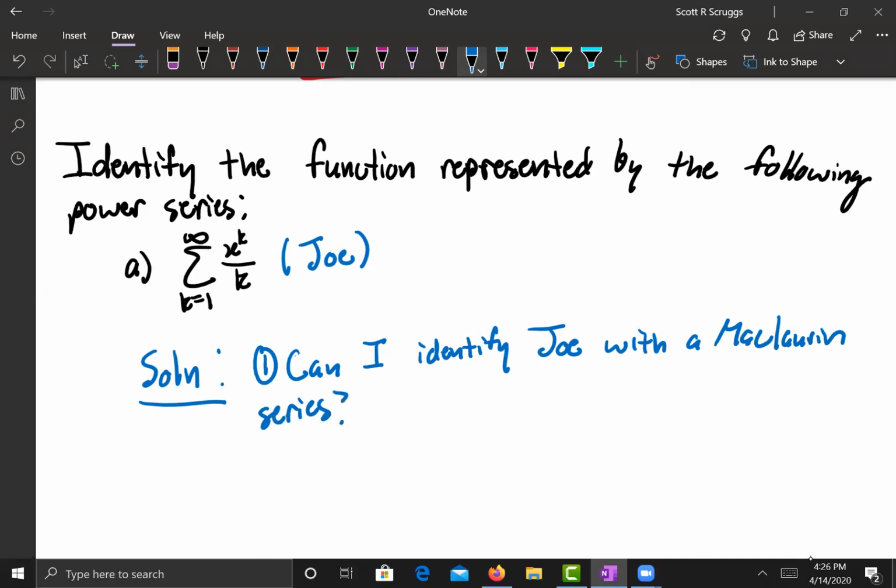And what I mean with that question of can I identify Joe in this case with a Maclaurin series is I want to see if, based off the series that I am given, can I recognize a Maclaurin series that it is very similar to? That's going to be my first question: I want to figure out if there is a Maclaurin series that it is very similar to.